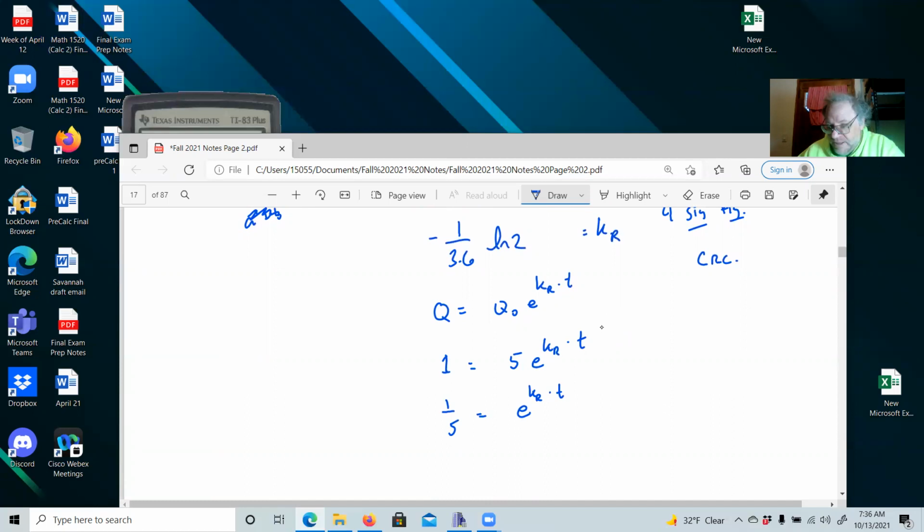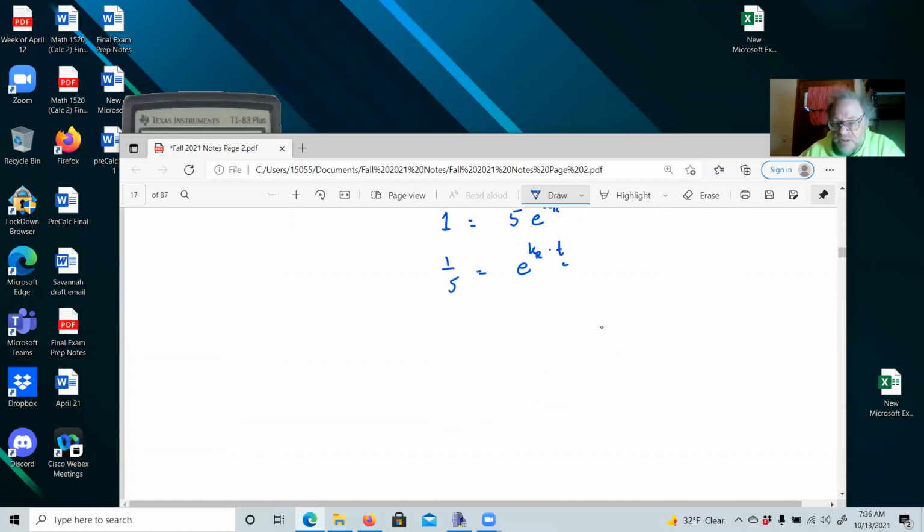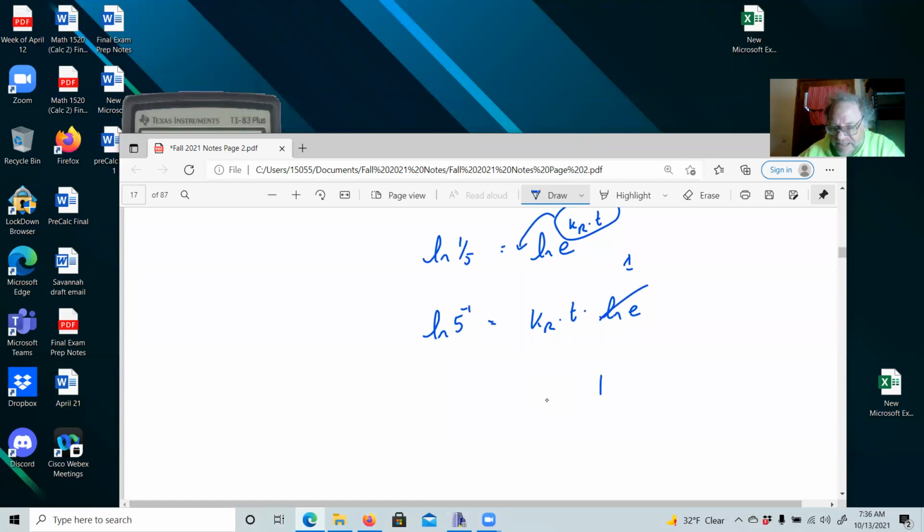So how do we get t onto the baseline? We take the logarithm of both sides. So ln of 1/5 is equal to ln of e to the K sub r times t, and this whole business comes down in front. So we have natural log of 5 to the negative 1 is equal to K sub r times t times ln e. ln of e is 1. So we have to solve for t, and t is equal to negative natural log 5, so the negative comes down in front, divided by K sub r.